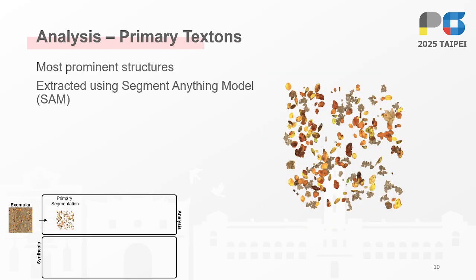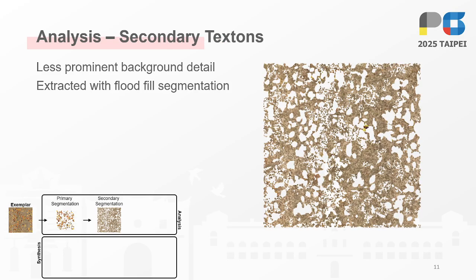In the first step of analysis, we extract the most prominent structures from the exemplar, and this is done using the Segment Anything Model. We discard any textons that are too big or too small, and this creates our texton library. Next, we extract the secondary textons. This is the less prominent background detail. For any pixel not contained within a primary segment, we perform a passive flood fill segmentation. And again, we discard any textons that are too large or too small.